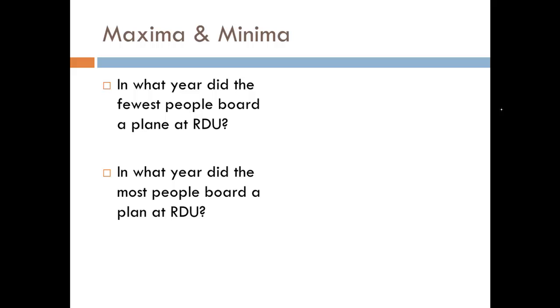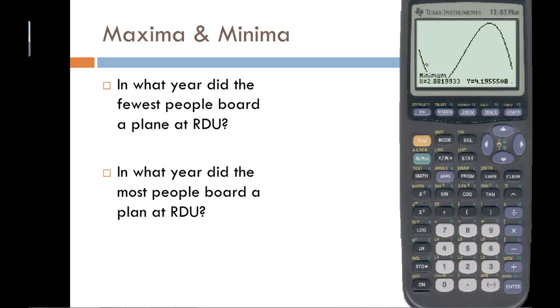Can we also compute the year when we had the most people who boarded planes at RDU? And this is the same thing, but instead of finding the minimum, we're going to try and find the maximum. So that's the peak up here. And the process is identical. So we're going to go in the trace menu, or the second calc menu. And that is this time going to be the maximum, so number 4.